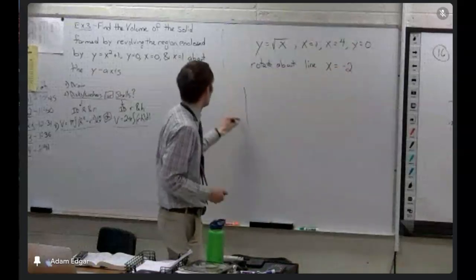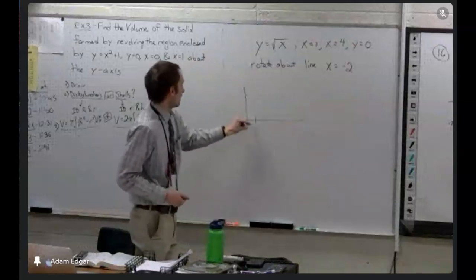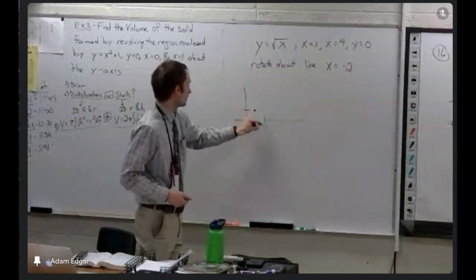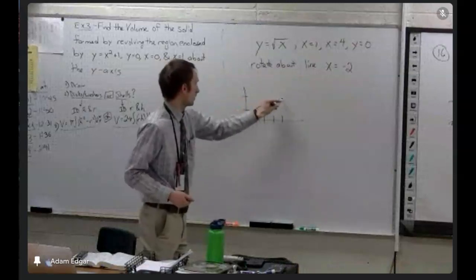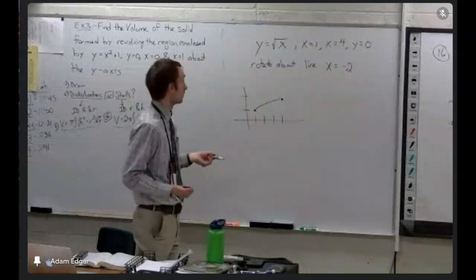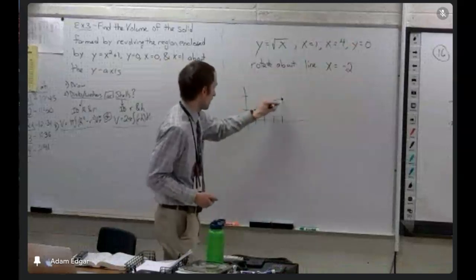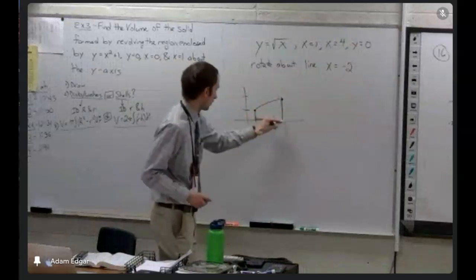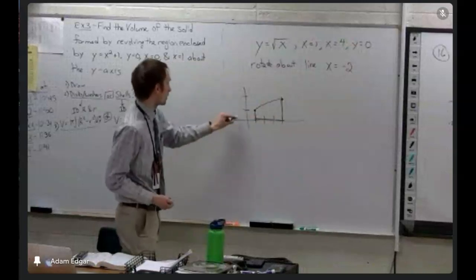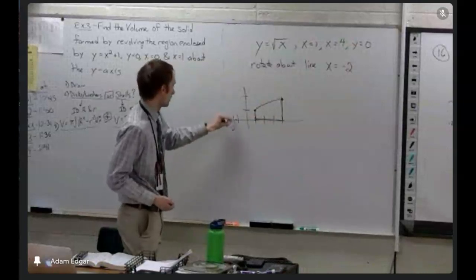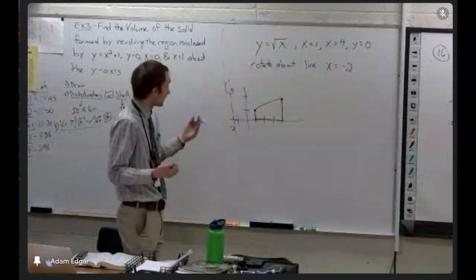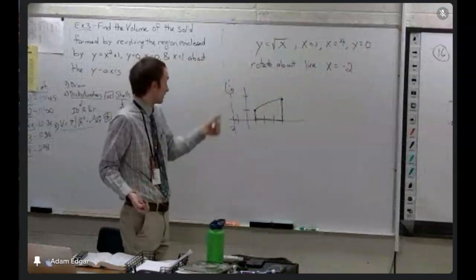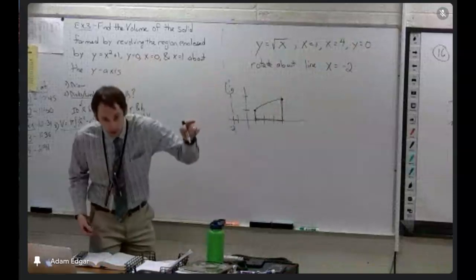All right. So 1 comma 1, 4 comma 2. You got your curve. Fair? x equals 1, x equals 4, y equals 0. Then we're going to rotate this about the line x equals -2, because I decided we're going to rotate about this vertical line, so that we get Noel's question in action.